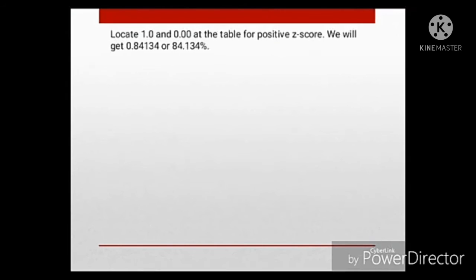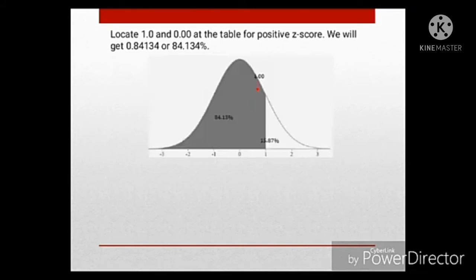Now split 1.00 into 1.0 and 0.00, then locate it in the table. This time, we will be using a positive table for positive z-scores. Based on the table, we will get 0.84134 or 84.134%. As you can see on the illustration below, the shaded part represents the area in the normal distribution from left to 84.13%.